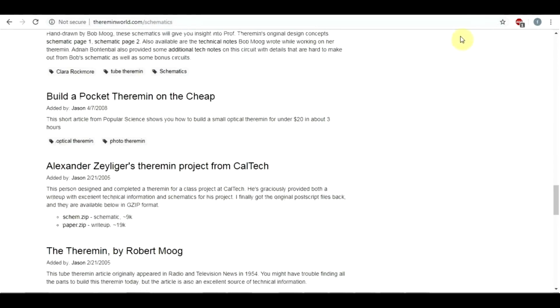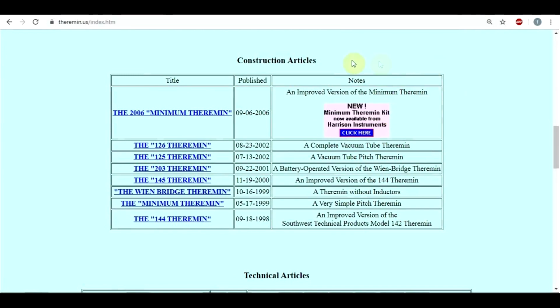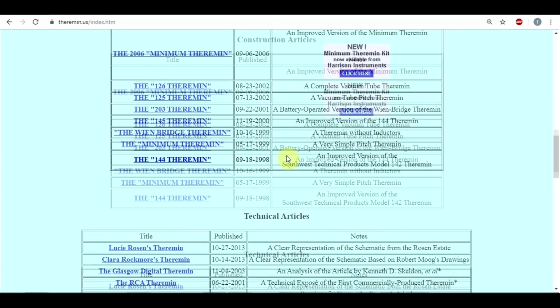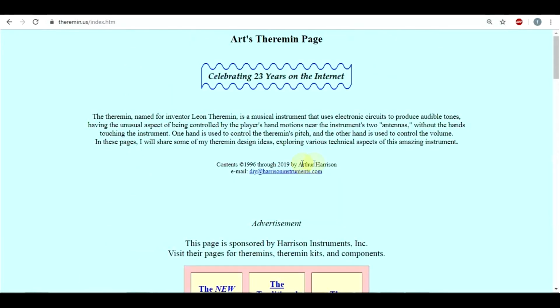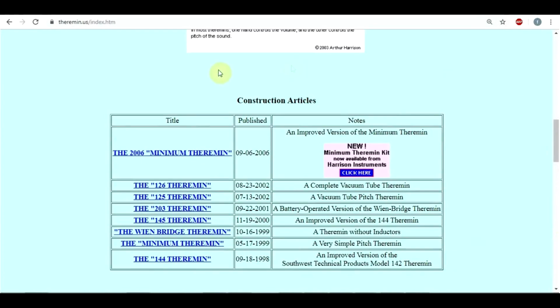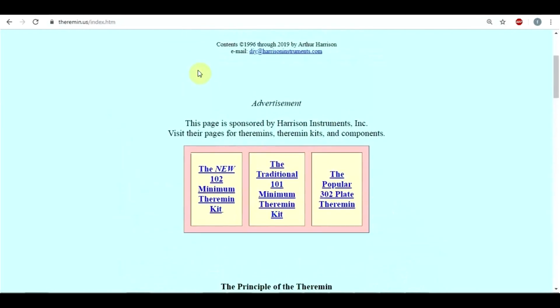And out of all of these, I would just like to point out this website. So this is a website owned by Mr. Arthur Harrison. So I highly recommend this website, go through the various articles, there's a lot of good information here.